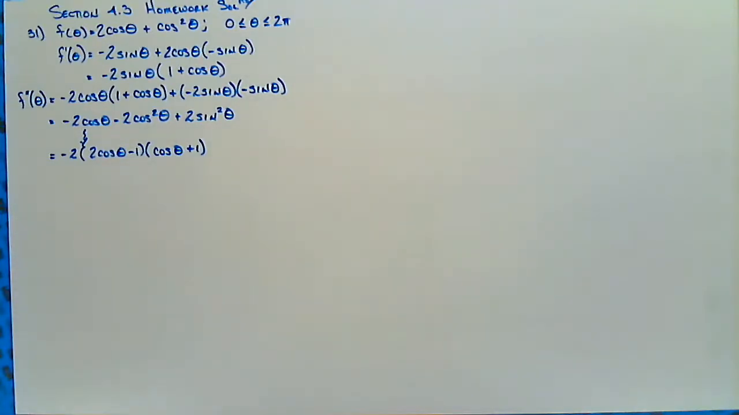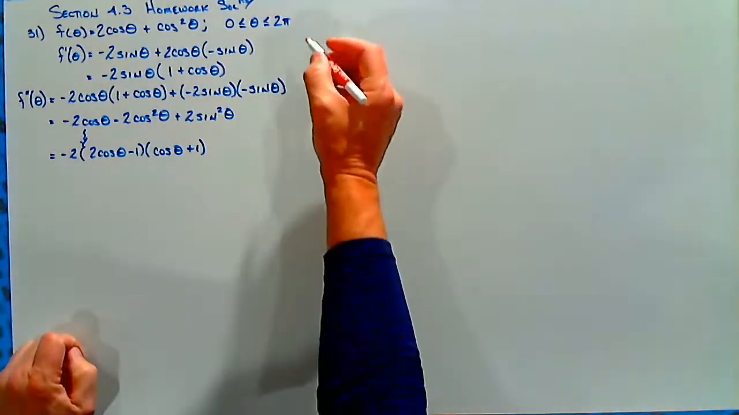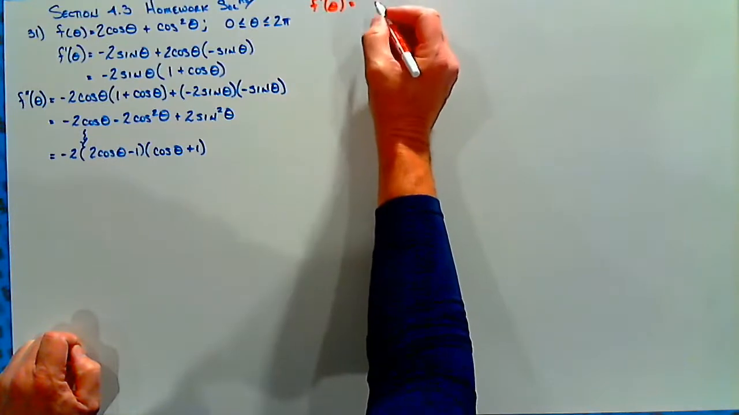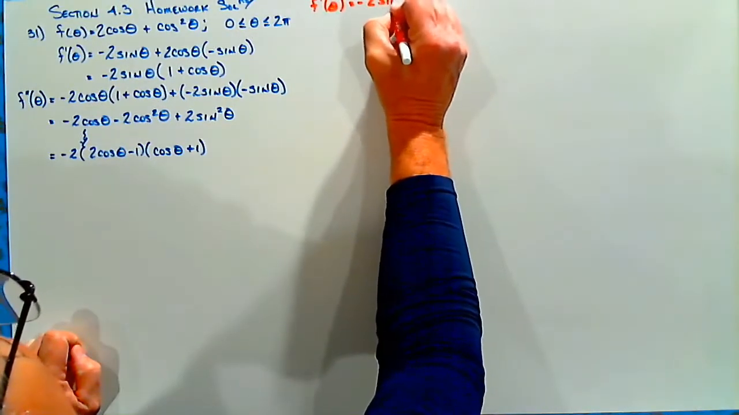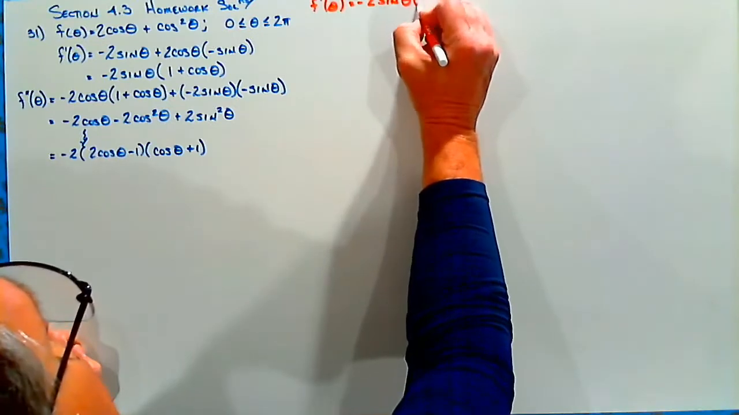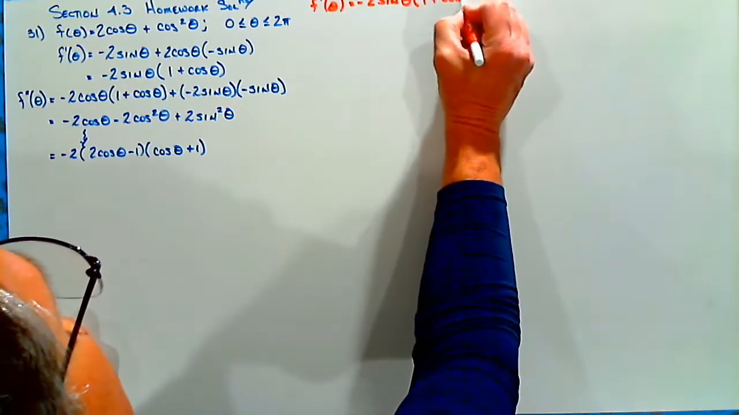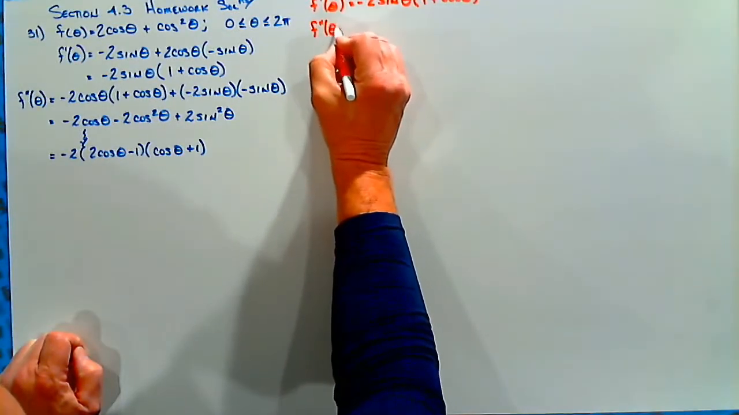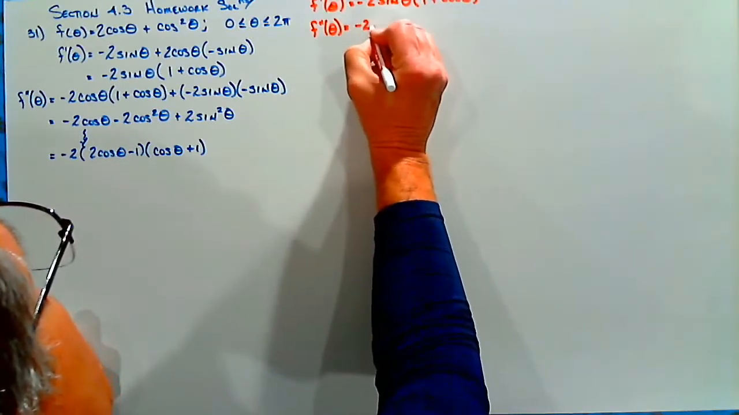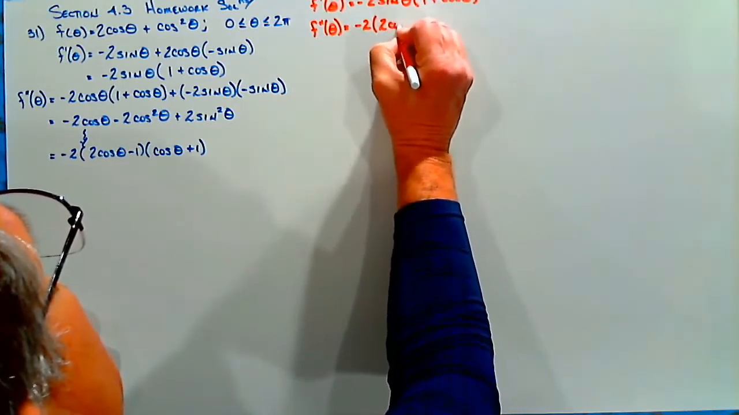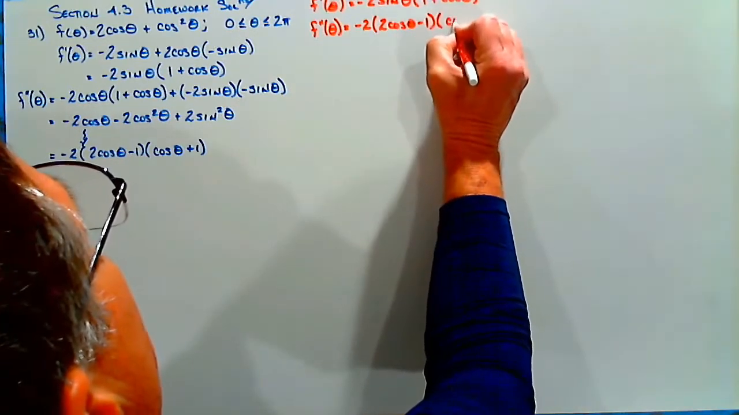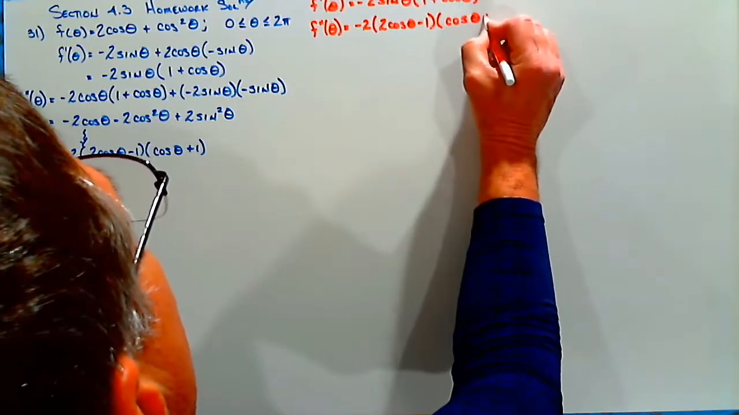So where do we go from here? Well, from here, we have our two derivatives. Let's copy those two derivatives up here, just to get them out of the way. F prime of theta is going to be negative 2 sine theta times 1 plus cosine theta. And then F double prime of theta is going to be negative 2 times a quantity, 2 cosine theta minus 1 times cosine of theta plus 1.